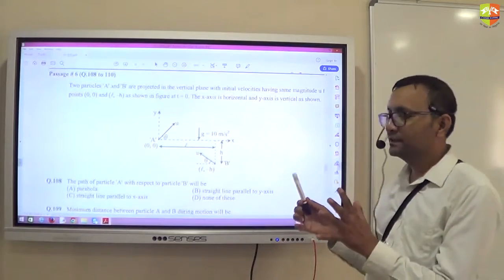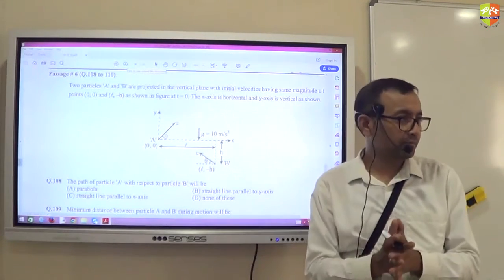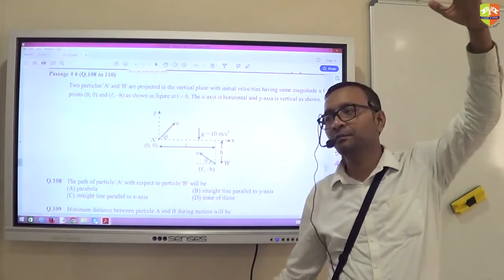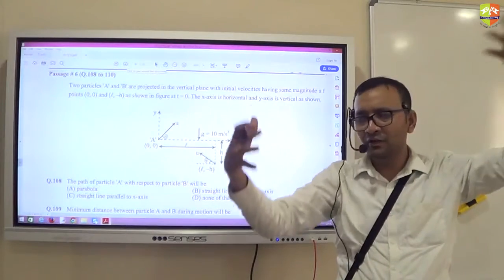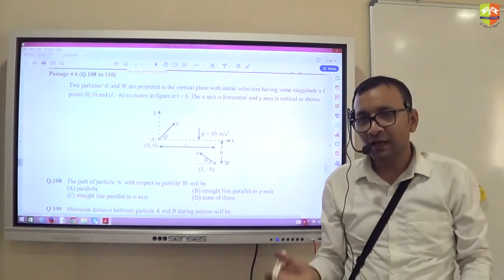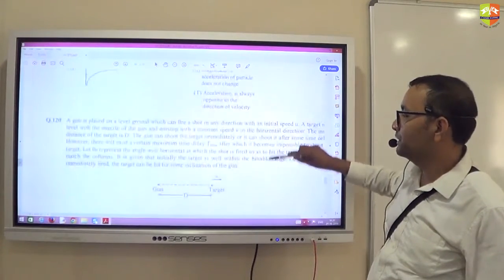Actually, a lot of questions have the concepts of laws of motion and work energy mixed up. For example, a projectile goes like this and comes and hits. So you have to conserve momentum, conserve energy, and see what will happen next. That kind of question we can't do right now. Almost 50% of questions are like that.